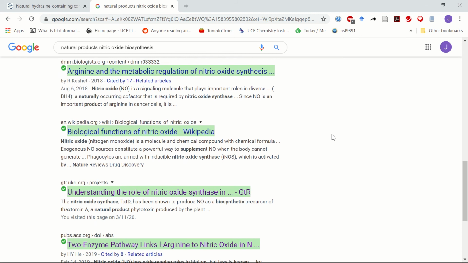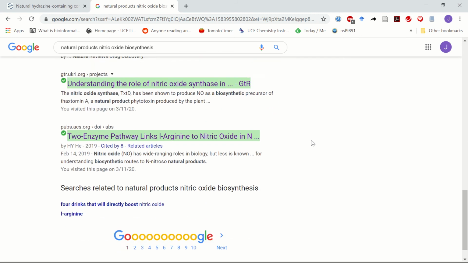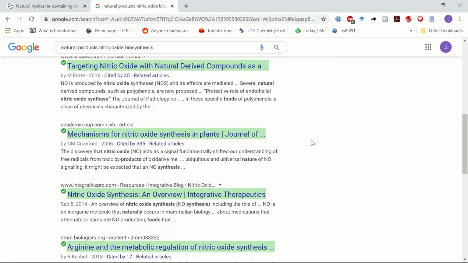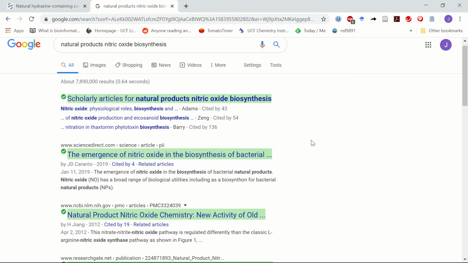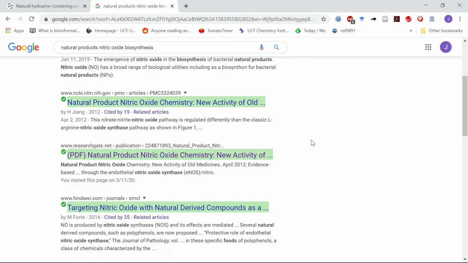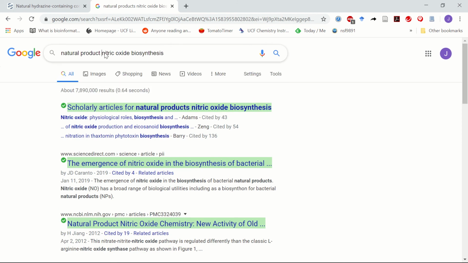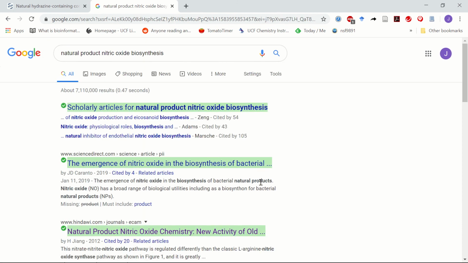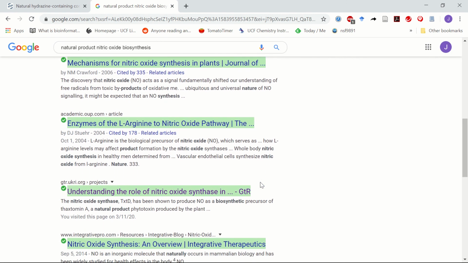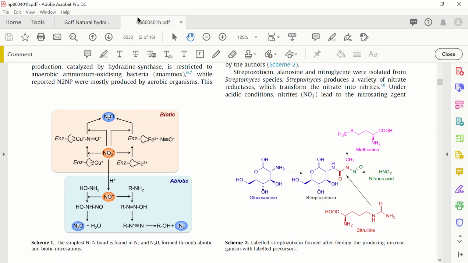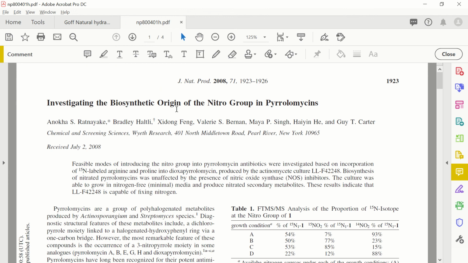But one paper that I did use is, where did Google hide it? Natural product nitric oxide biosynthesis. Yes, and so one paper that it did turn up was this one, investigating the biosynthetic origin of the nitro group in pyrrolomycins. And so it wasn't clear to me from the title what this had to do with my keyword search in Google.